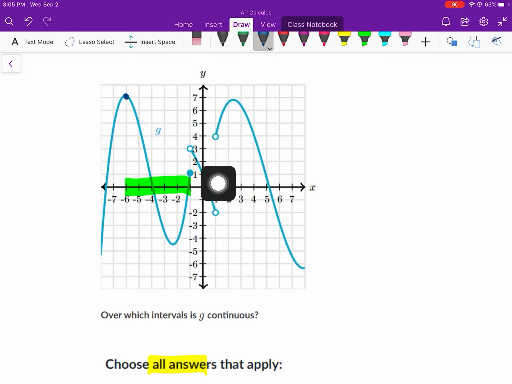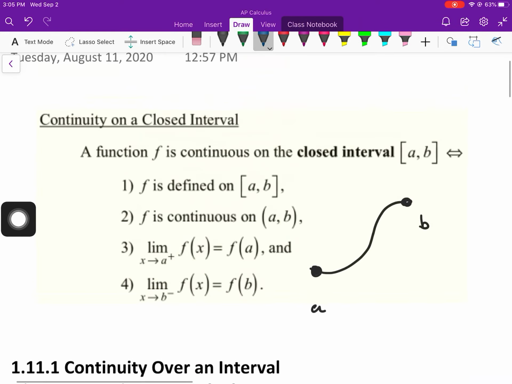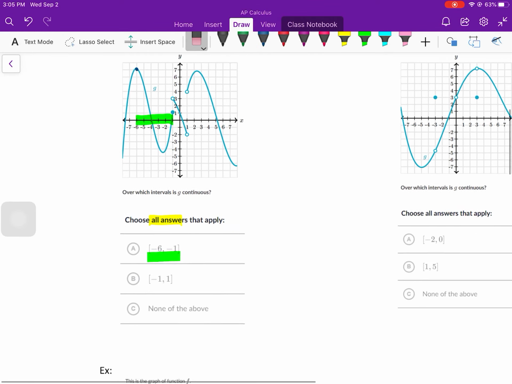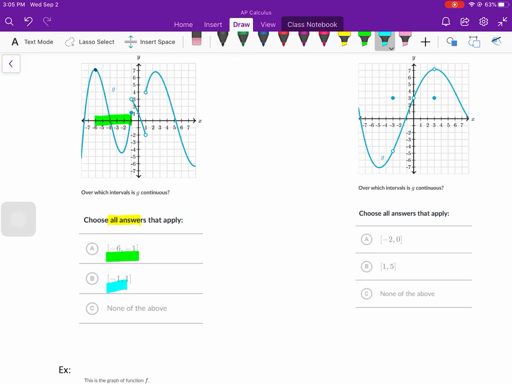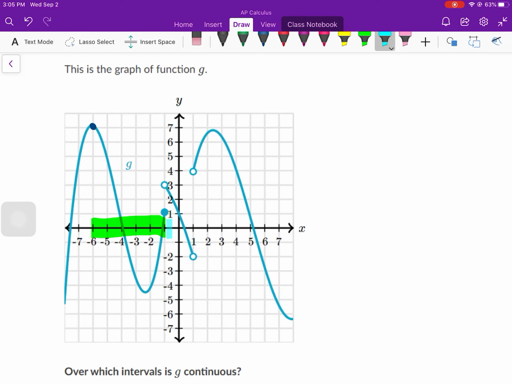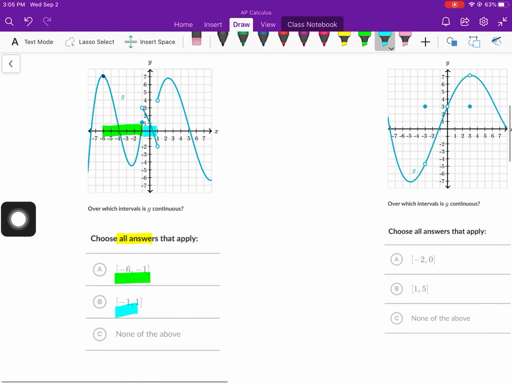If it was open, like from -1 to 1, then it wouldn't be okay. It wouldn't be continuous because it's not defined at the ends. It needs to be defined at the ends, is what that is saying there. So let's look at -1 to 1. Even though it's continuous on the inside, the endpoints do not exist, and that's why this wouldn't be considered continuous. So that's going to be out. A is in, but B is out.